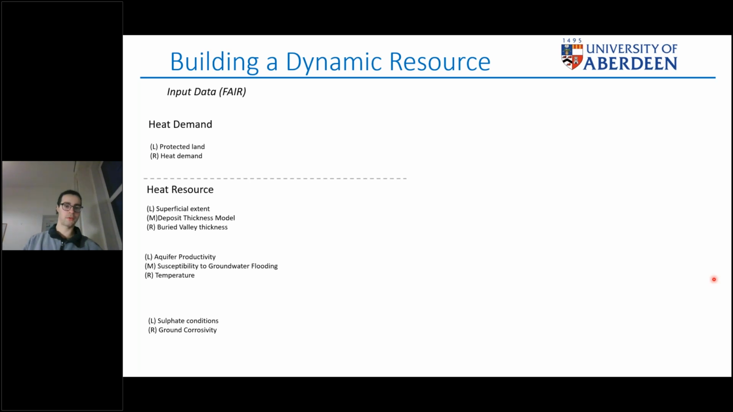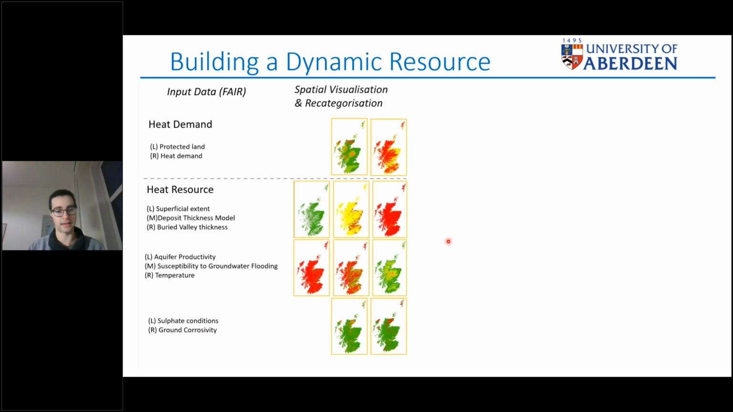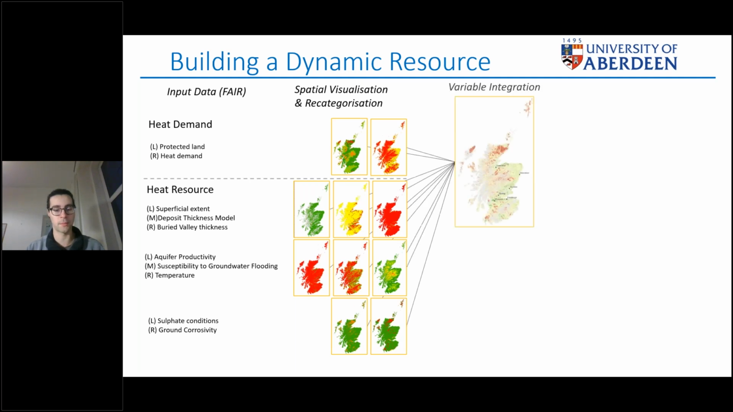Once we've got all those different data sets together, we have the raw data here, and we've taken the next step to recategorize the data and spatially visualize them. We can then combine them together. This is the process I talked about, where we average the different scores that each square kilometre will get from these 10 input data sets, and you arrive at a favourability index map.